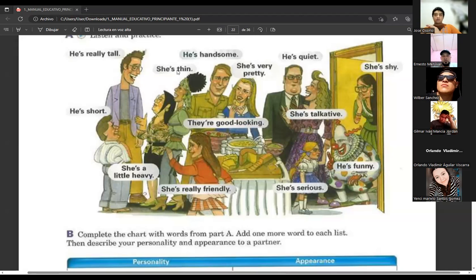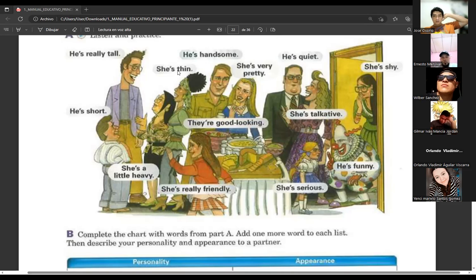She's thin. ¿Qué es? Delgado. He's short. Pequeño. Okay. Cuando se refiere a la prenda de vestir son shorts, plural. Y cuando es un adjetivo de una persona es short.